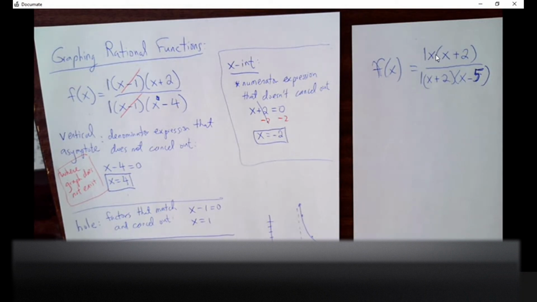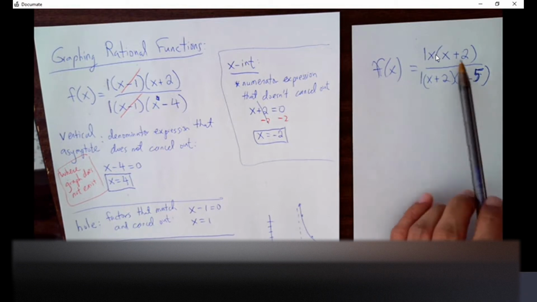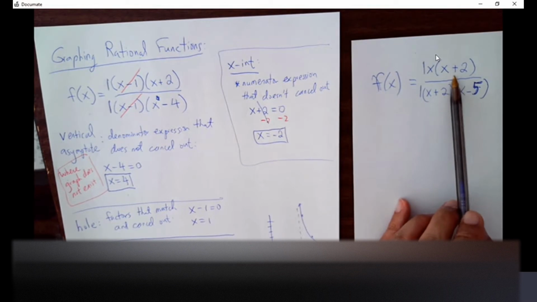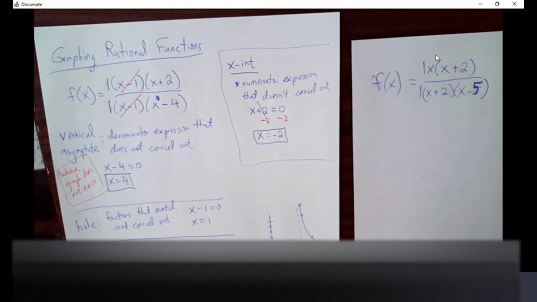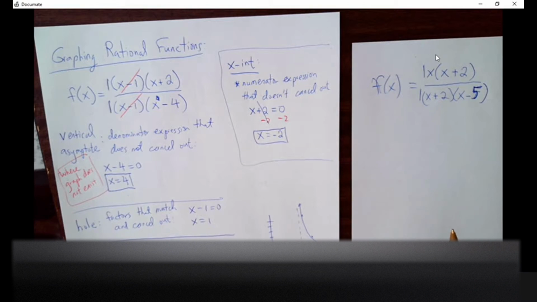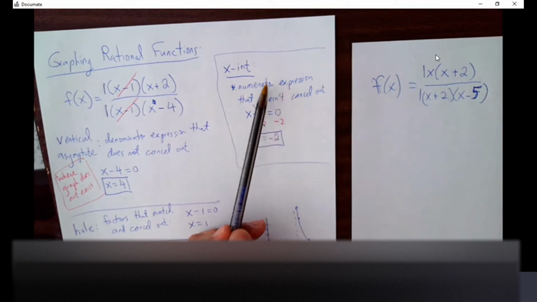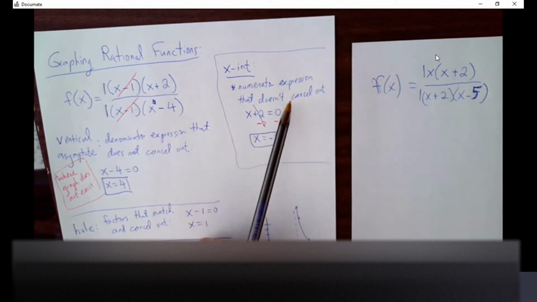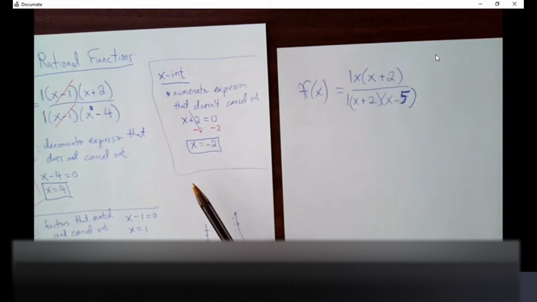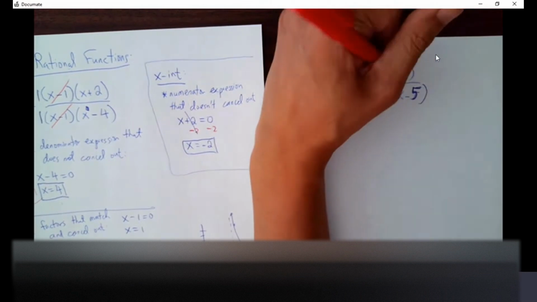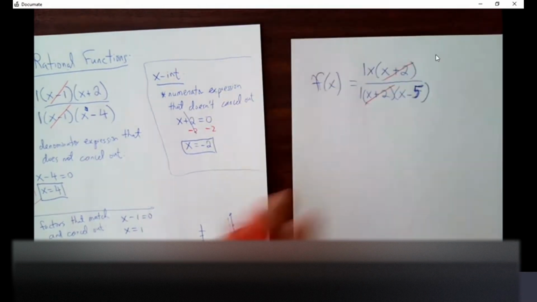So I do my numerator first. X plus 2 equals 0. And I subtract 2 on both sides, and that leaves me -2. Right, but what category does that fall under? Is it an X intercept? Is it a hole? Is it a horizontal asymptote? Is it a vertical asymptote? The X intercept. So an X intercept is the numerator expression that does not cancel out. So this one has to cancel out. You see how there's a matching pair here? So that's telling us it's something else, right?